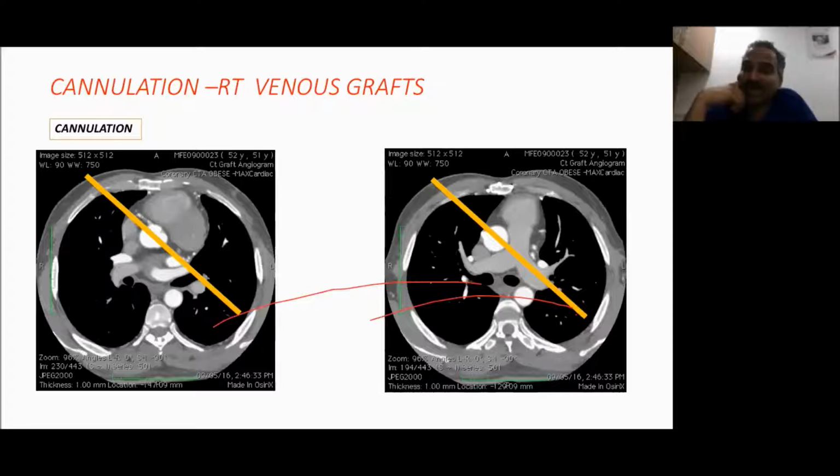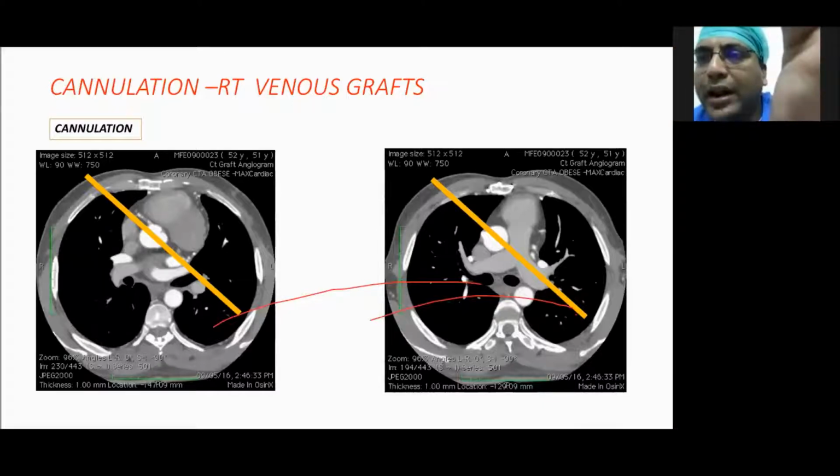occlusion. So in that case, you have to decide based on your comfort how to intervene on this venous graft, because in venous graft interventions in such a scenario, you will tend to create no flow. It is always more likely to result in a lot of no flow.